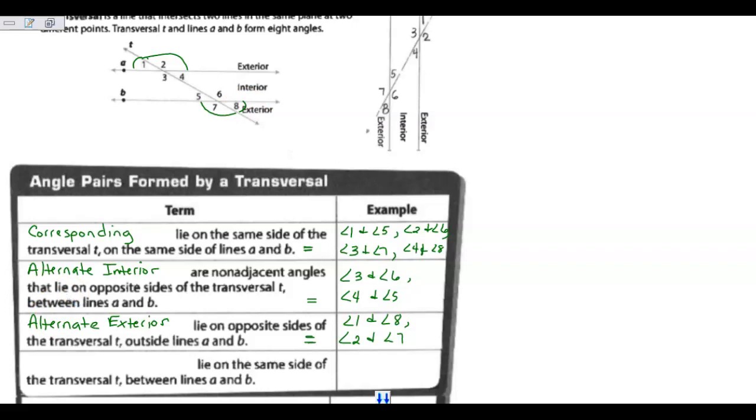My next one, this will be the fourth one that we're talking about. They lay on the same side of the transversal between A and B. So it's between, so they're interior, and they're on the same side. So this is called same side interior. And so this would be like 3 and 5. The difference between these two is you can obviously see this is a wide angle and this is a short angle. The sum equals 180 degrees. If I were to add those two together, they would equal 180 degrees. And so the same side interior angles would be 3 and 5. Also, they would be 4 and 6.